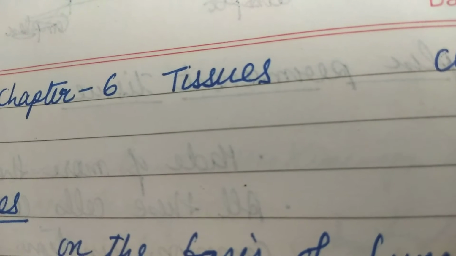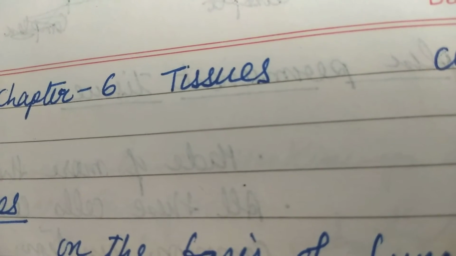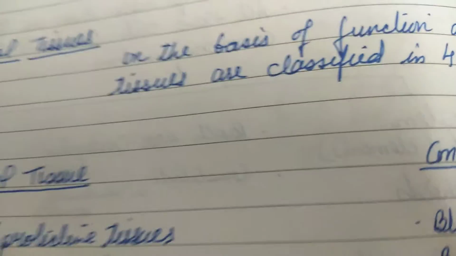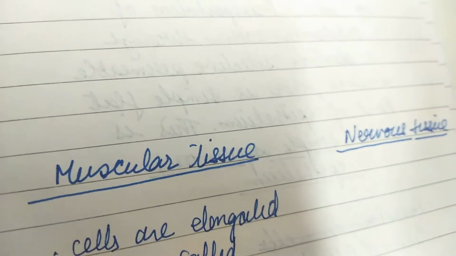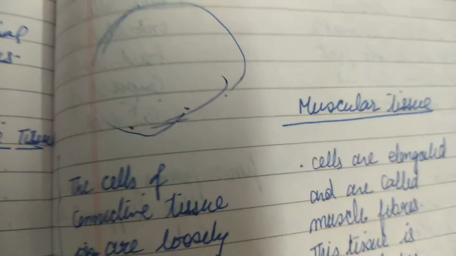So in previous videos we covered plant tissues and some part of animal tissues. And like we know that animal tissues, on the basis of function, are divided into 4 types: epithelial tissue, connective tissues, muscular tissue and nervous tissue. Out of that, epithelial tissues and connective tissues we covered in the last video, and in this video we'll cover muscular tissues and nervous tissue. Right? So now let's discuss muscular tissue.